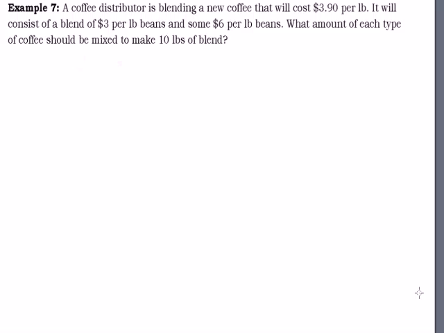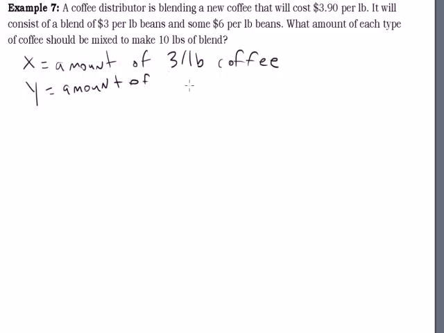Reading through there, I see that I'm looking for the amounts of coffee. Let's call x the amount of the $3 per pound coffee, and y the amount of $6 per pound coffee. Alright, so those are my variables.